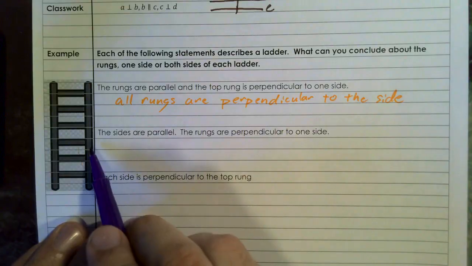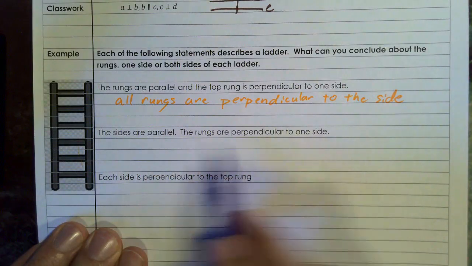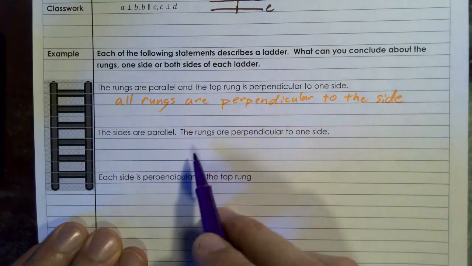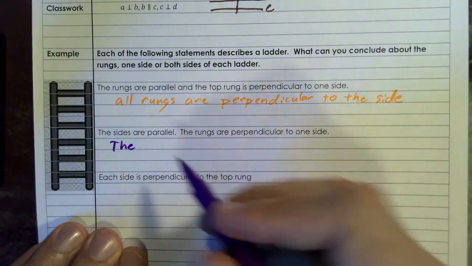So then this one is saying, oh, these sides are parallel and the rungs are perpendicular to one of our sides. Hey, guess what? The rungs have to be perpendicular to the other side.